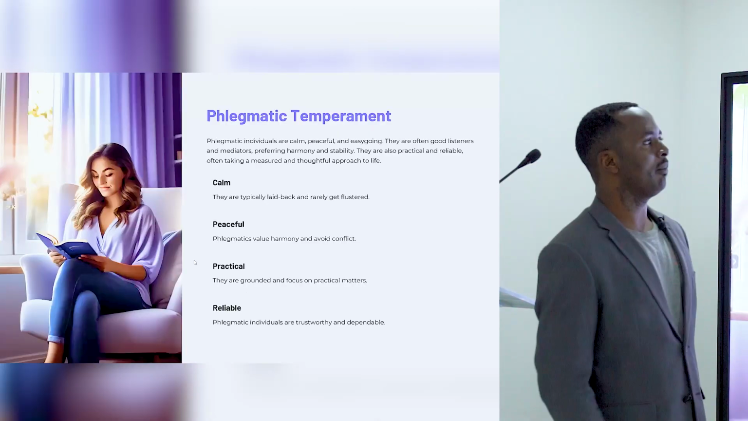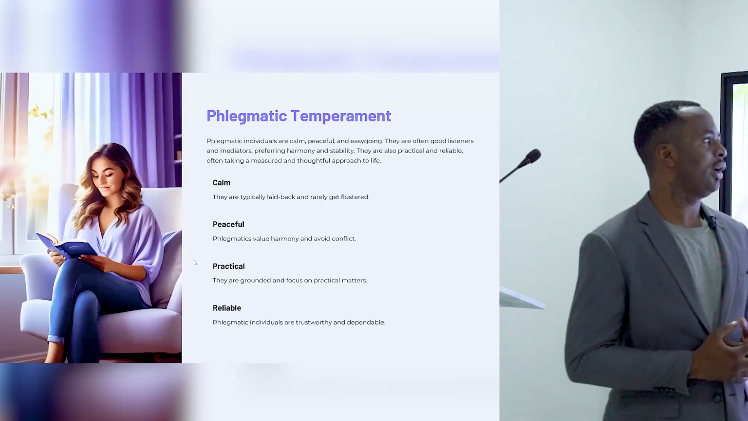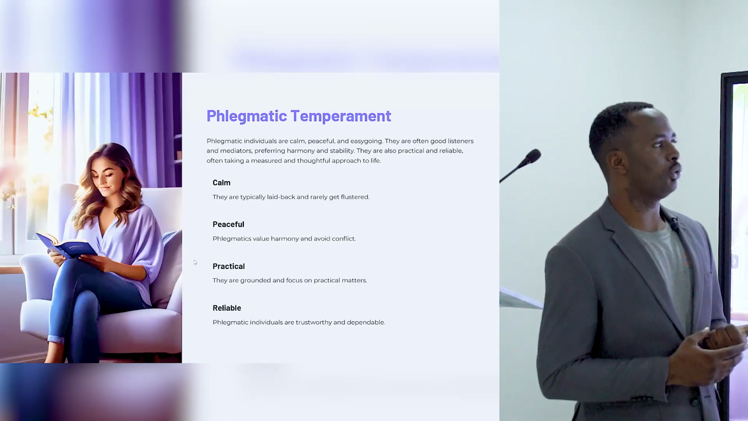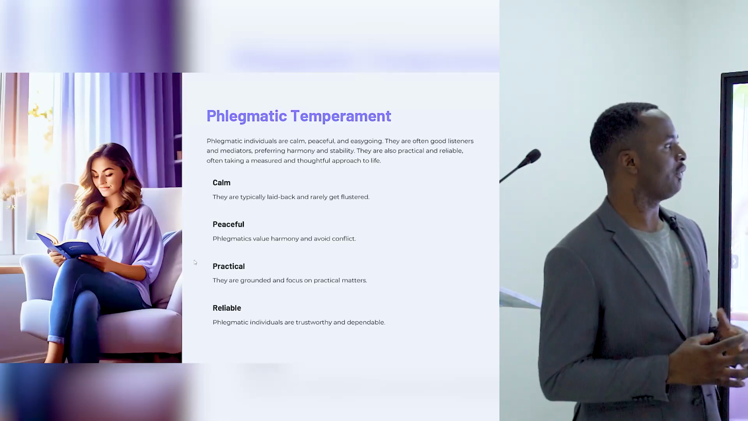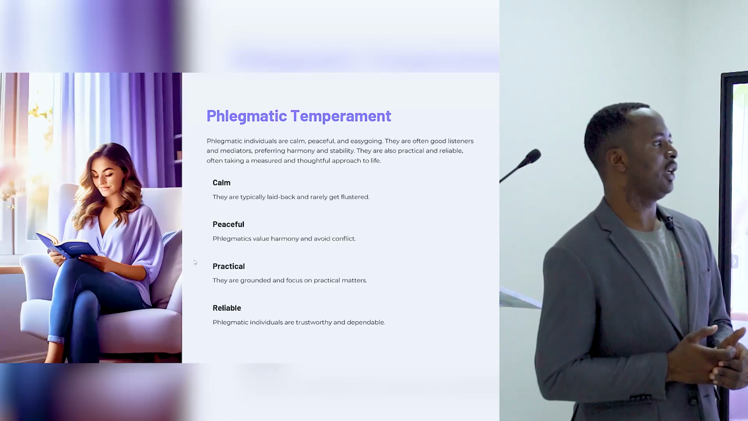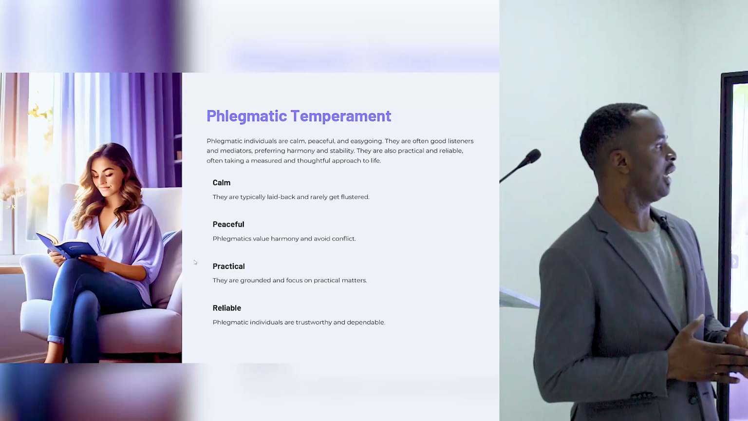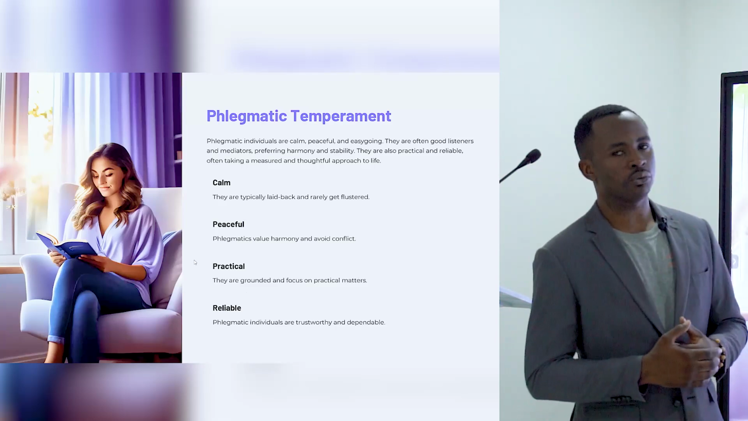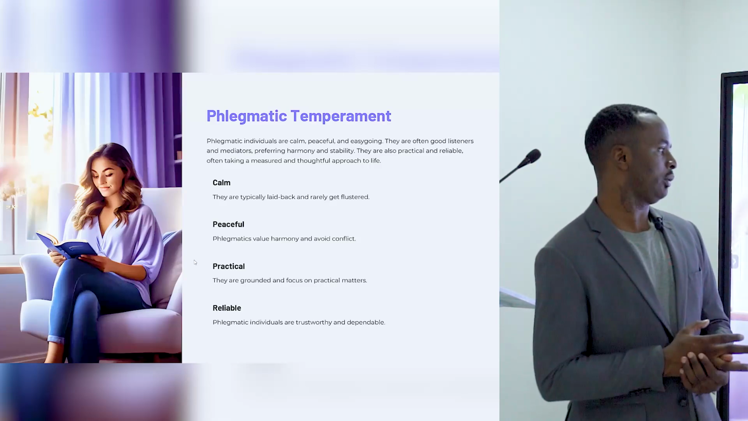Okay, so phlegmatic temperament. So phlegmatic individuals are calm, peaceful, and easygoing. They are often good listeners and mediators, preferring harmony and stability. They are also practical and reliable, often taking a measured and thoughtful approach to life. So they are very calm individuals.